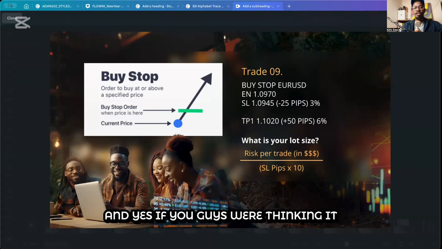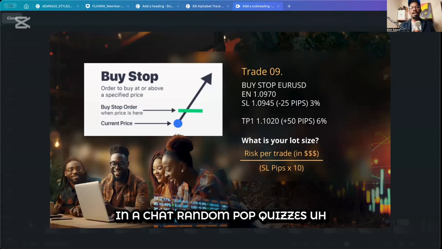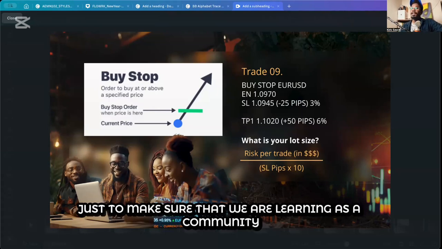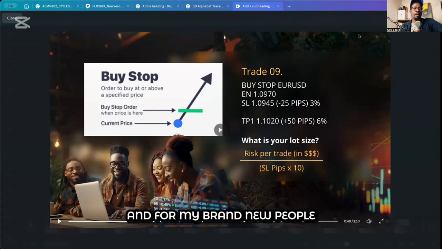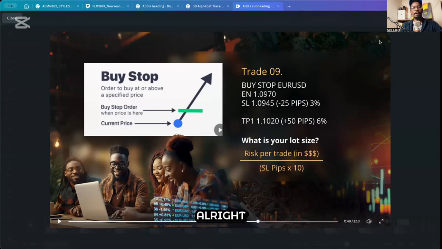And yes, if you guys were thinking it, I will be using this tool to give you guys homework in the chat. Random pop quizzes, just to make sure that we are learning as a community. And for my brand new people, I hope you guys are taking some of these trades as well. All right.